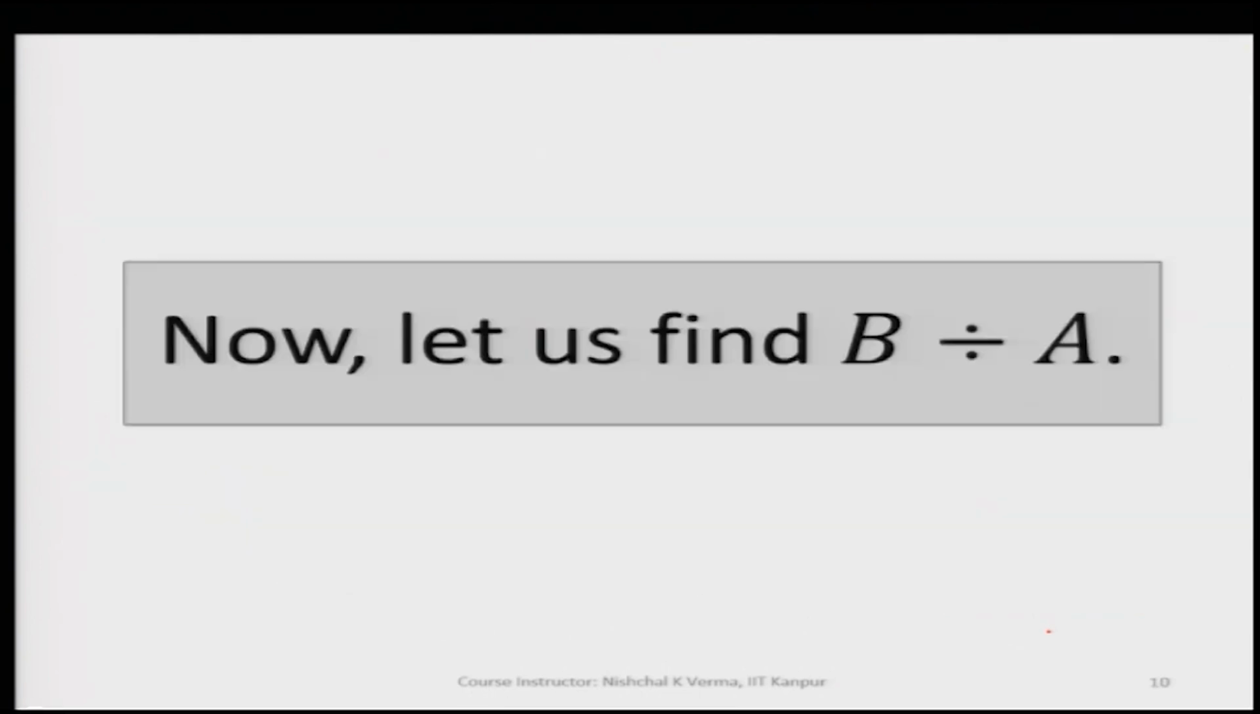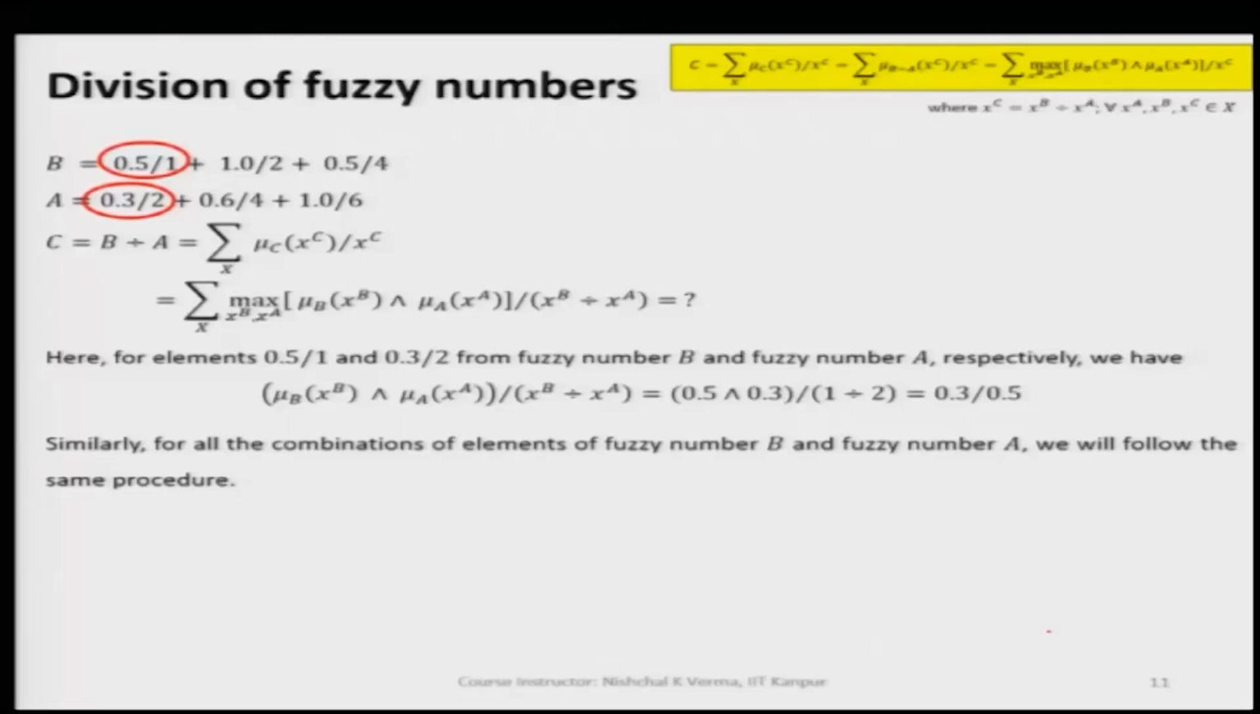So, now let us find the fuzzy number B divided by fuzzy number A. Let us see whether we get the same result as we got for fuzzy number A divided by fuzzy number B. Of course, we will not, because with crisp numbers also, when we do like this, we do not get the same. So, here also let us divide fuzzy number B by fuzzy number A and see what we get.